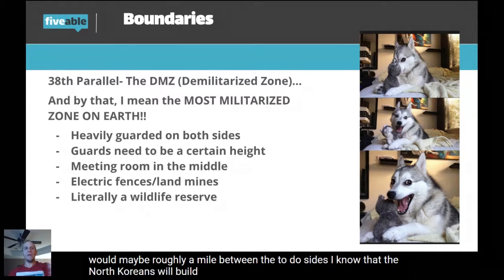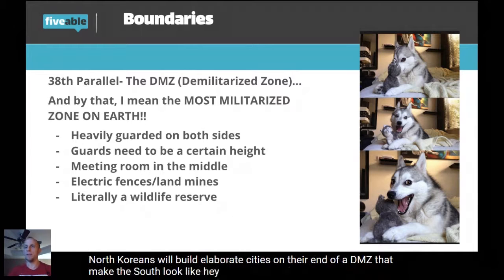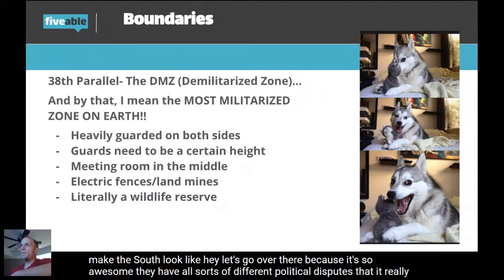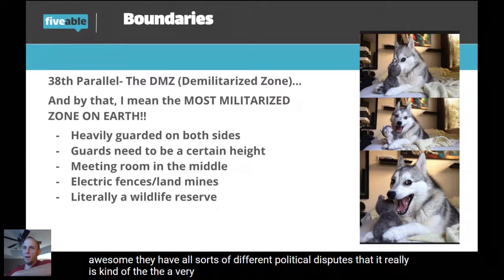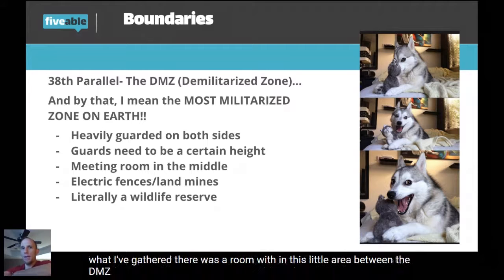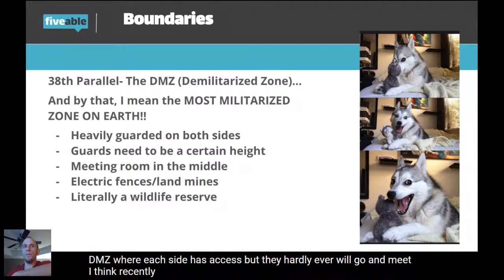I know that the North Koreans will build elaborate cities on their end of the DMZ that make the South look like, hey, let's go over there because it's so awesome. They have all sorts of different political disputes that it really is a very tense area to be from what I've gathered. There is a room within this little area between the DMZ where each side has access, but they hardly ever will go and meet. I think recently, actually, they have probably met there a few times more.